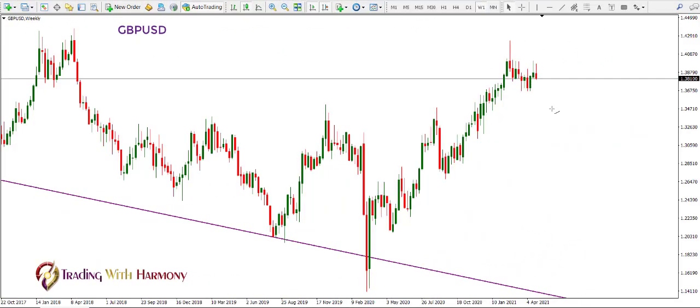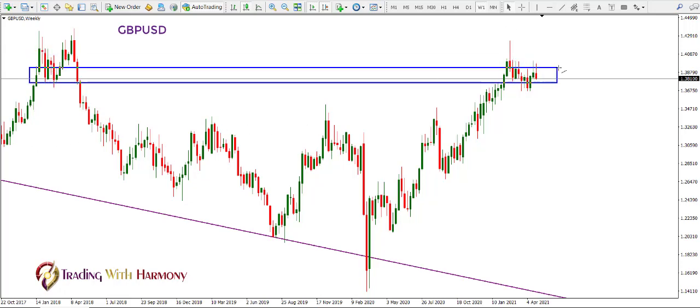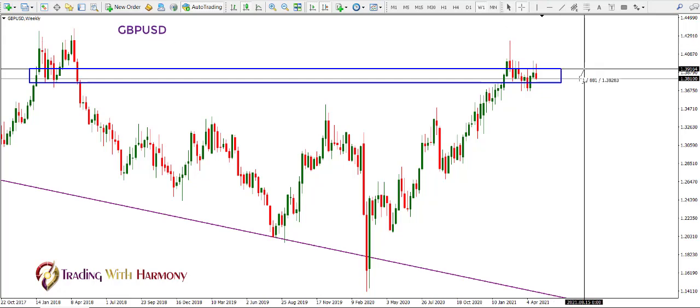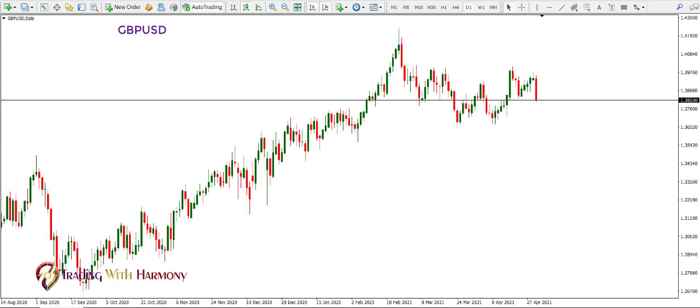So the pound dollar then in the weekly, we can see that we're still at a significant area where price is just hovering and not really making much more headway north or south. So we're in this kind of trading zone area, which is quite a big area, around 160 pips here. Okay, so let's go into the daily.